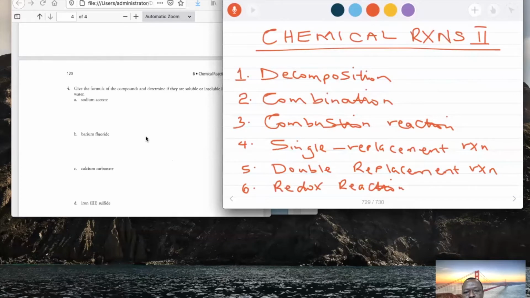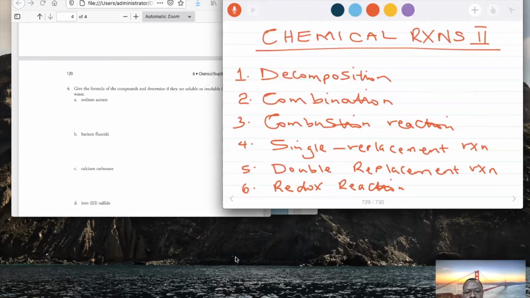double replacement reaction, and of course there's an element of redox reaction, which involves transfer of electrons from one element to the other element. Please go back to the manual on Top Hat and read the section on single replacement and double replacement reaction.